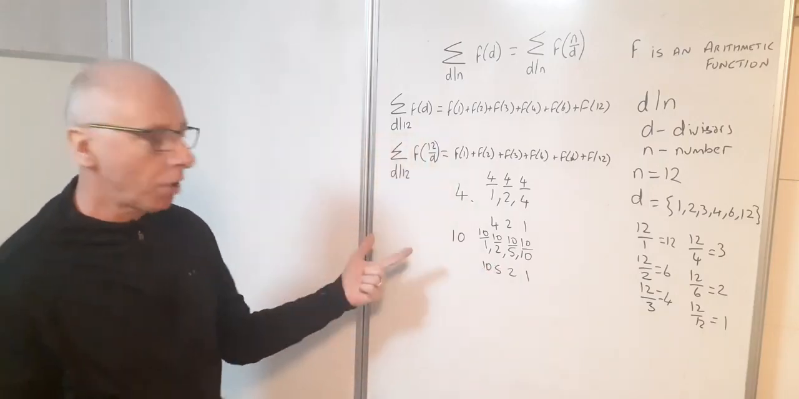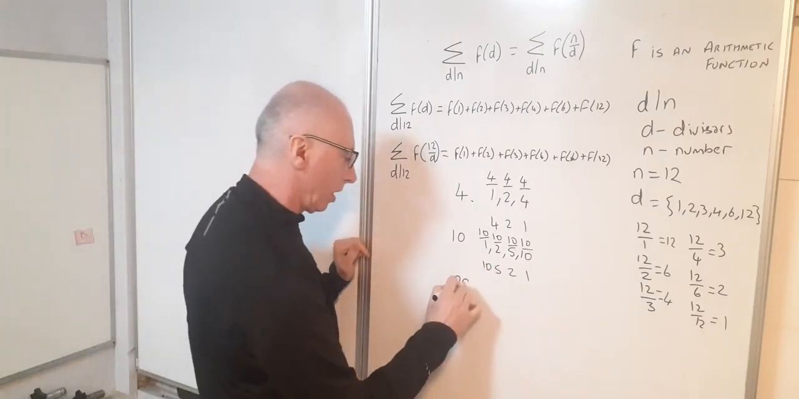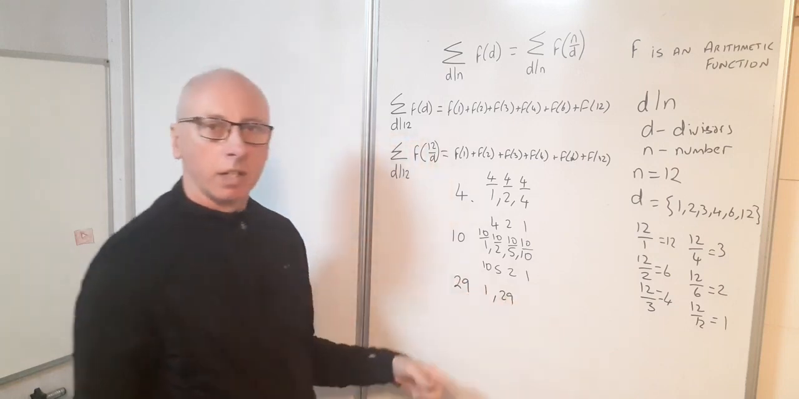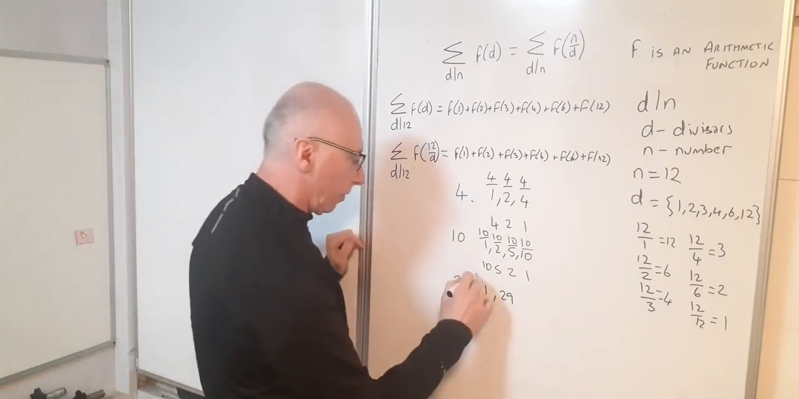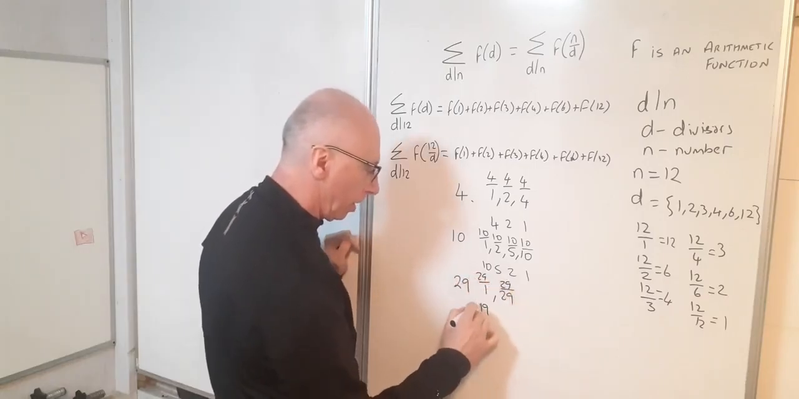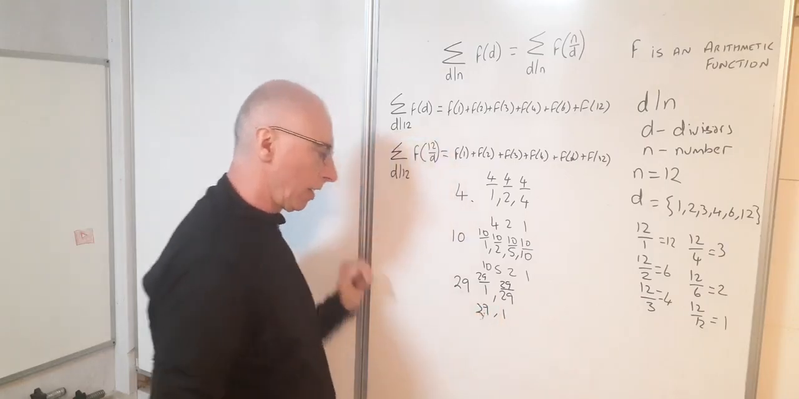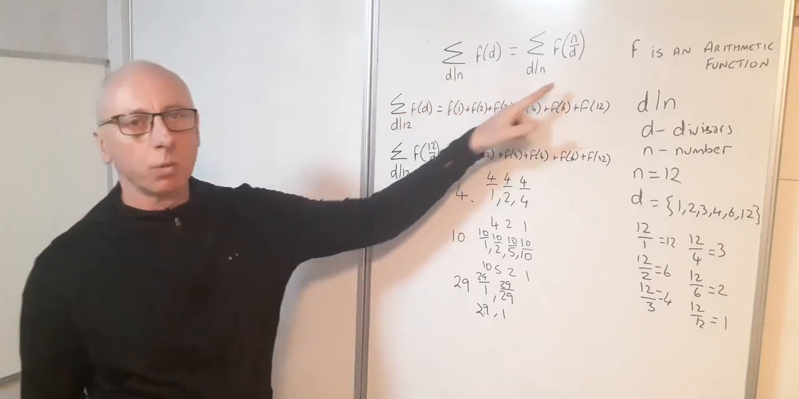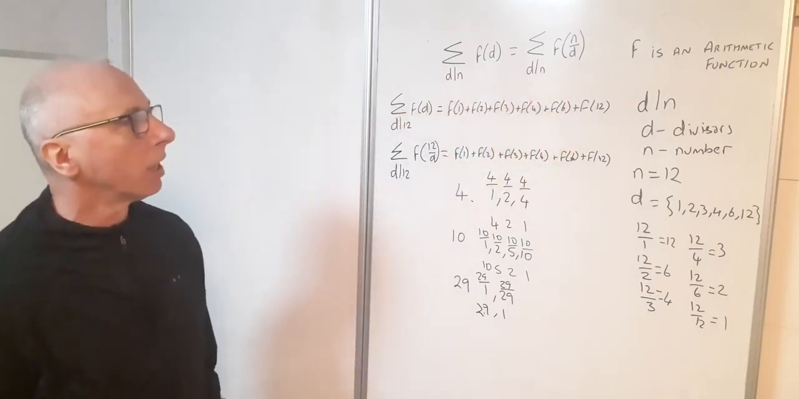And that even works for prime numbers. So if I pick the number 29, my divisors of that are 1 and 29. Take 29 and divide it by all of these. And again, I get back to where I started from, but in reverse order. Let's put 29 there. And that proves that this will always hold for an arithmetic function. Okay.